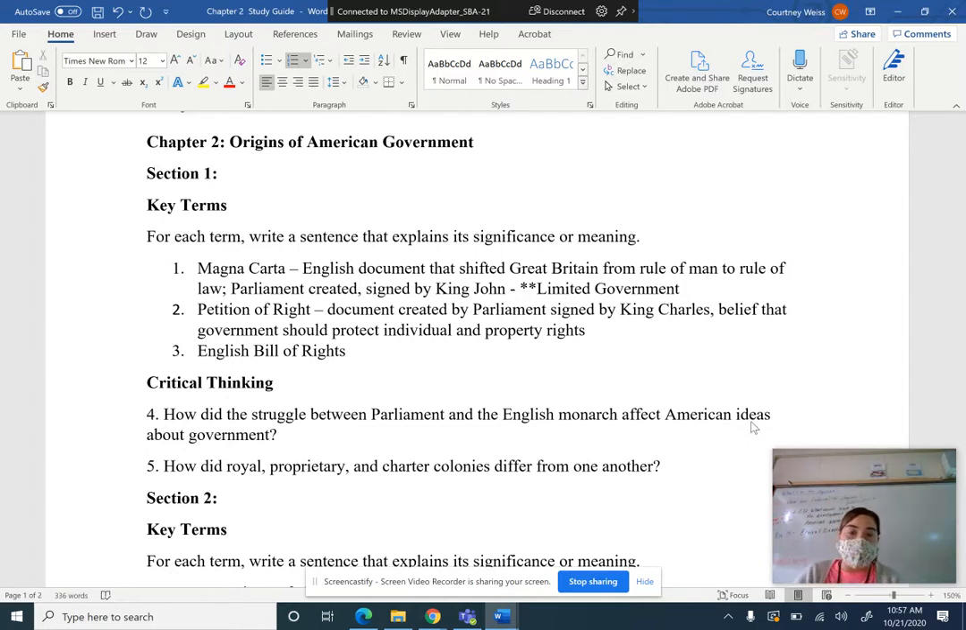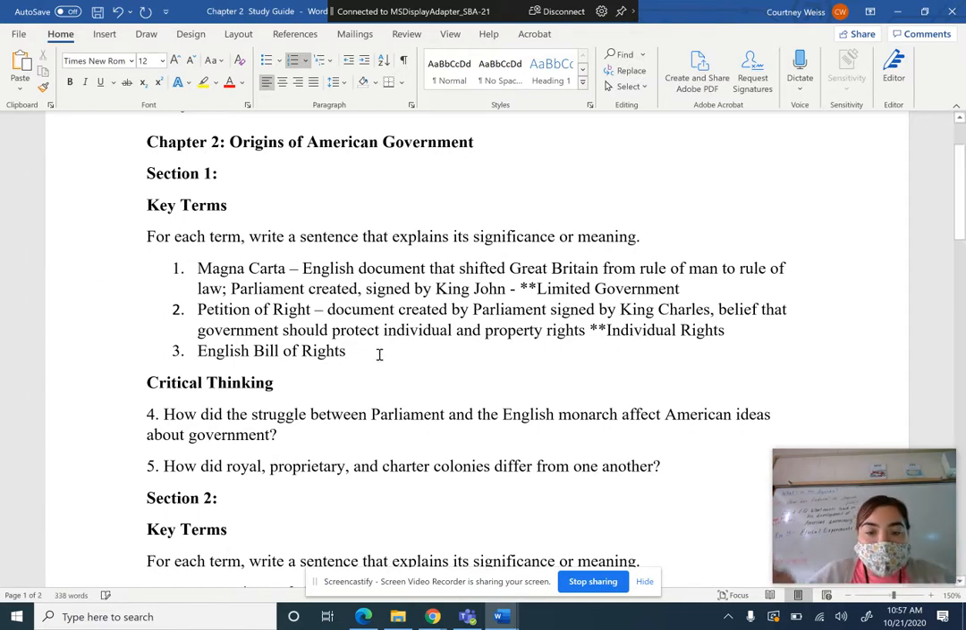But this is an example of how English ideas inspired individual rights of the person, right? Because individual rights and limited government are ideas that we adopted for our government in the United States when we rebelled from Great Britain.